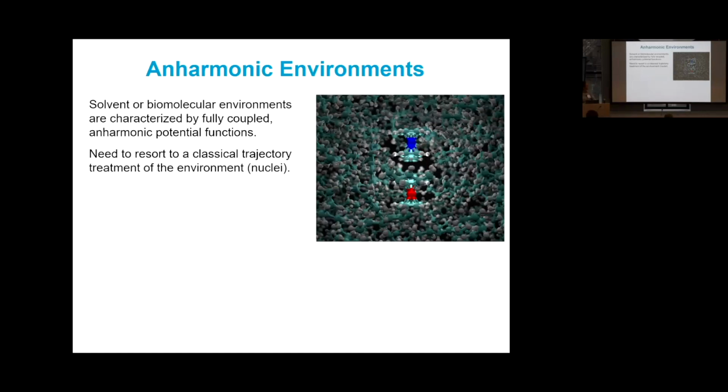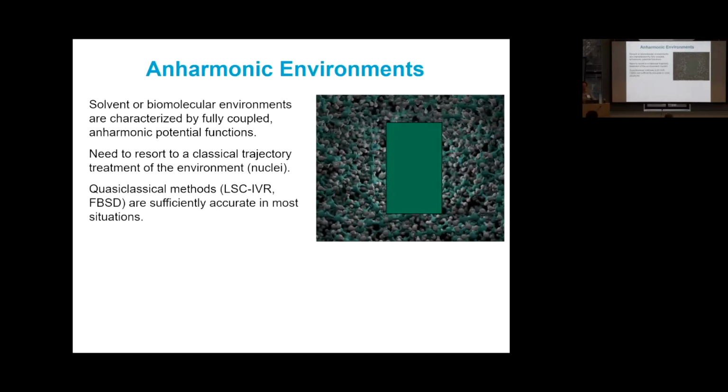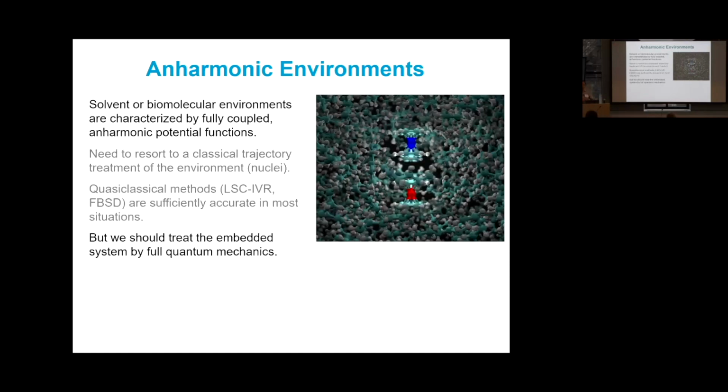In that case, if we only had a liquid, then we could treat it very successfully by using quasi-classical methods like LSC-IVR or forward-backward or semi-classical dynamics. And this can capture some quantum effects and can be very reasonably accurate, pretty accurate actually, as well as very efficient. But the problem is that we need to treat the quantum mechanical system interacting with this environment. So the system, by assumption, needs to be treated by full quantum mechanics. So how can we couple a quantum description of a system with a classical description of the environment?